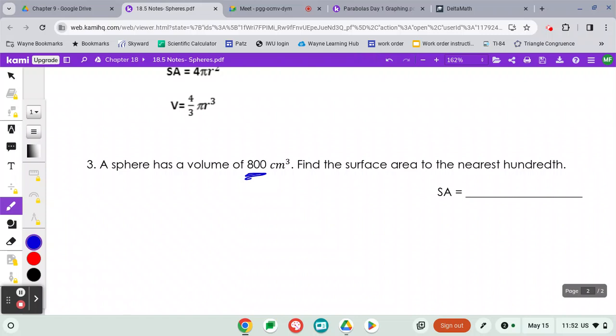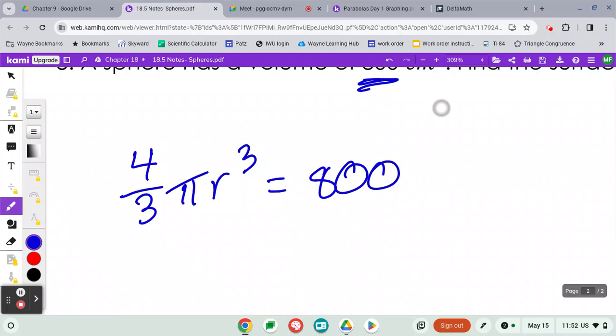I don't know the radius, but I know the volume. Our formula for volume, 4/3 pi r cubed. I can set that equal to 800 and solve for r. Now, this is a little bit difficult. Okay, we got to use some algebra skills. We haven't done one quite like this. So, what do I do first? There's about 3 options. What would you do first? Just solve. When I say solve for r, I want to get r by itself.